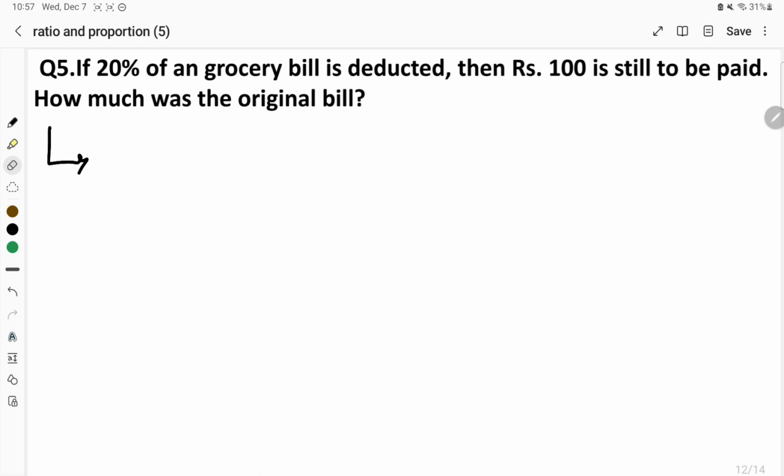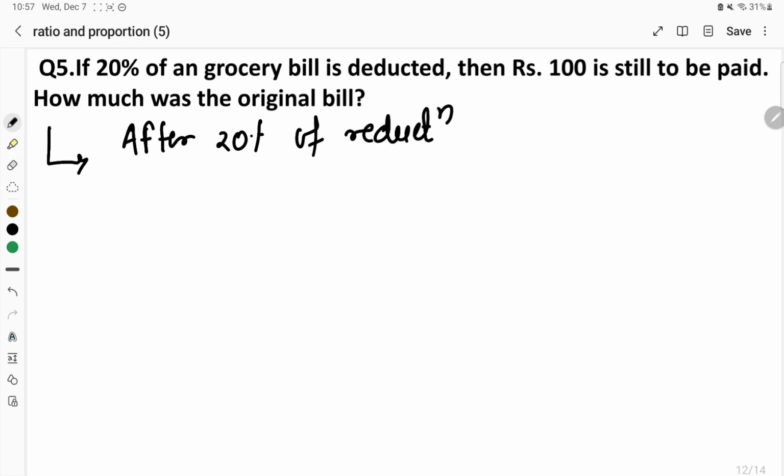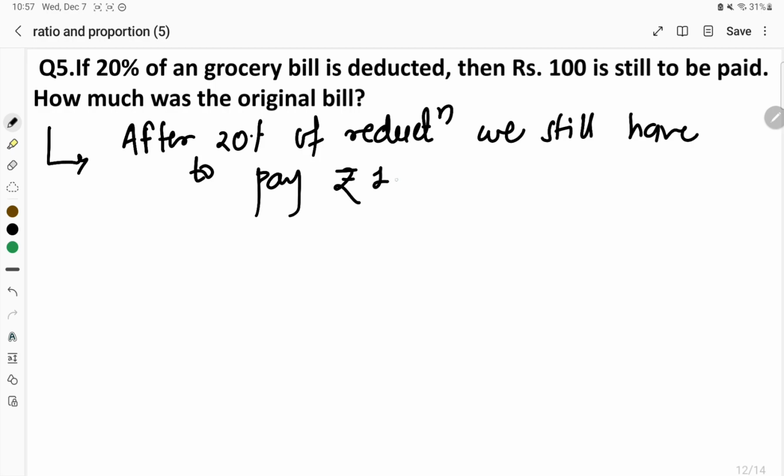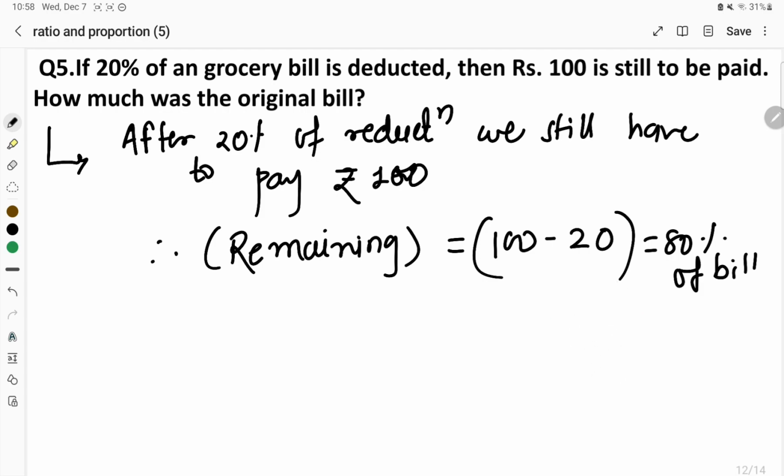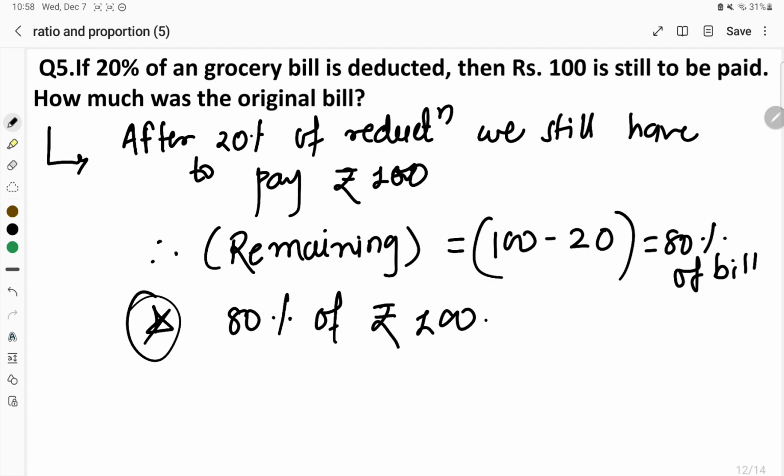Here, after 20% deduction or reduction, we still have to pay rupees 100. Therefore the remaining bill is how much? 100 minus 20. Try to understand, this 100 rupees has to be paid after the 20% deduction. It means 100 minus 20 is 80, so 80% of the bill has to be paid. 20% has been reduced, and 80% of the bill has to be paid now.